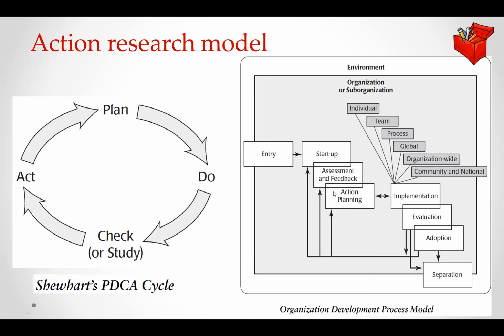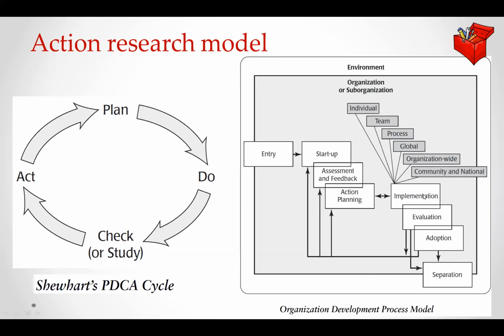So from action planning, you move to implementation, and implementation can happen at any of these levels: at the individual level, at the team level, at a process level, or global, meaning either organization wide or multiple geographies, community or national, at any level. So what you will see is a double-headed arrow between action planning and implementation, meaning that as you implement, you may have to make some adjustments or course corrections immediately, and your implementation informs your action planning, and then action planning leads to implementation.